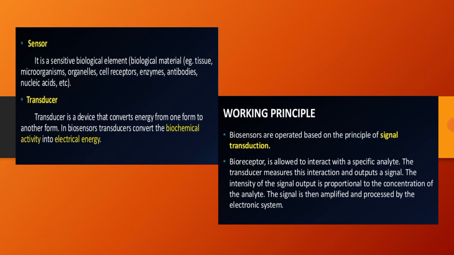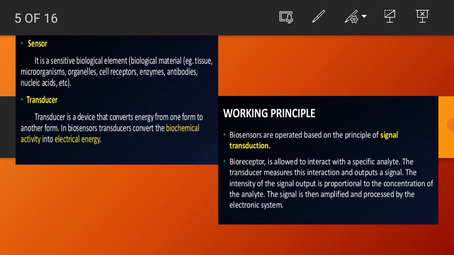The intensity of the signal output is proportional to the concentration of the analyte. As I mentioned, using biosensors we can measure the concentration of the sample, and that is proportional to the signal output. So the more the signal output, the more the concentration. The more output we get, the more the concentration of the analyte, the test sample. The signal is then amplified, processed by the electronic system and displayed on the display unit, the digital platform.